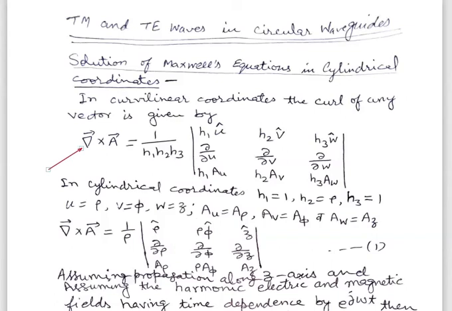By considering these changes, the above equation now becomes del cross A equal to 1 upon rho, and in determinant rho cap, rho phi cap, z cap, del over del rho, del over del phi, del over del z, A rho, rho A phi, and Az, and this is expressed in equation number 1.